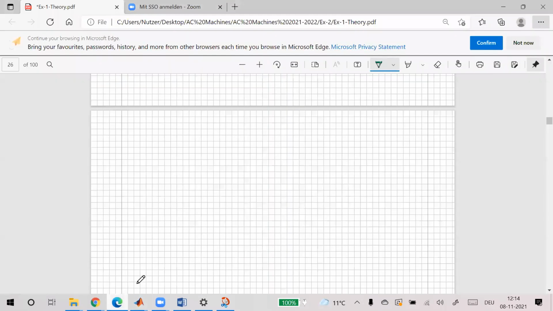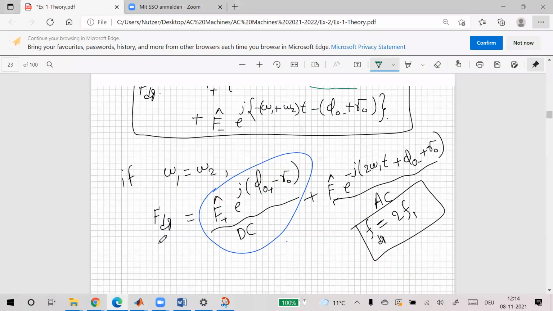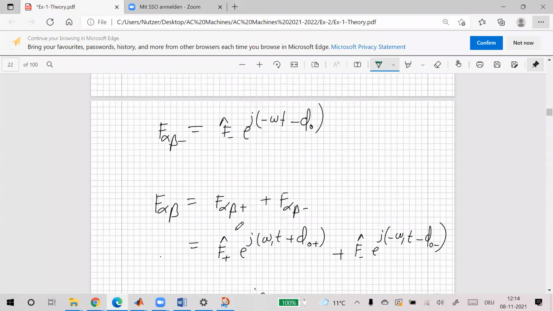And you can understand this also very clearly from this equation. This is your positive sequence, and you can see it has some magnitude and it has some phase. So whatever omega it is, with that frequency the phase will change, but it's anyway going to be a circle.